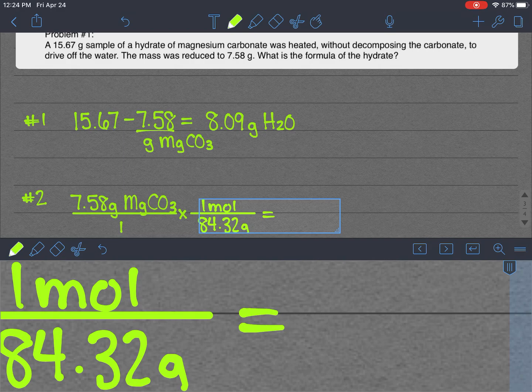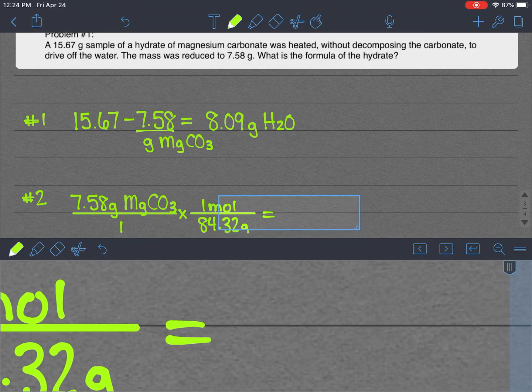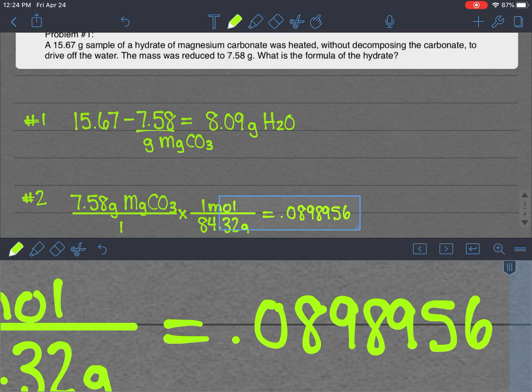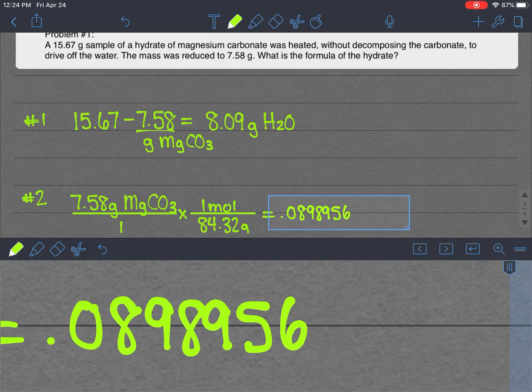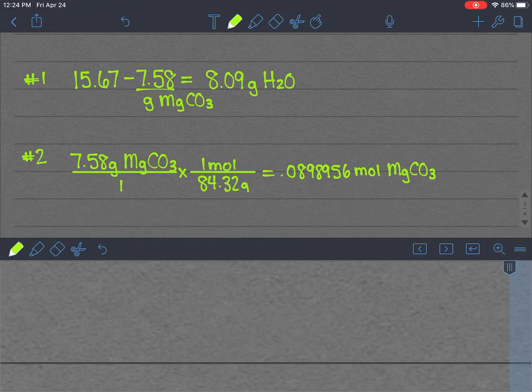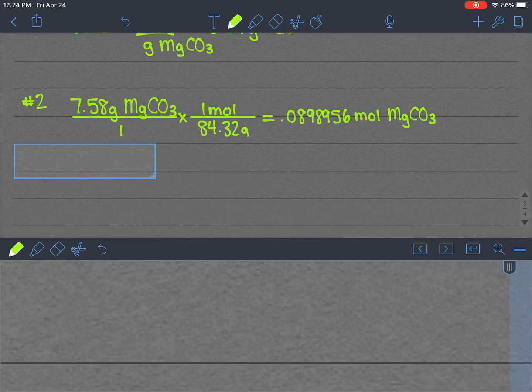And then I will get 7.58 divided by 84.32. I get 0.0898956. We don't have to really write out that many, but again, I'm going to label that so that I know what compound I was working with, which becomes important when I'm busy and I start doing things too quickly. All right, step 3 was to determine how many moles of water.